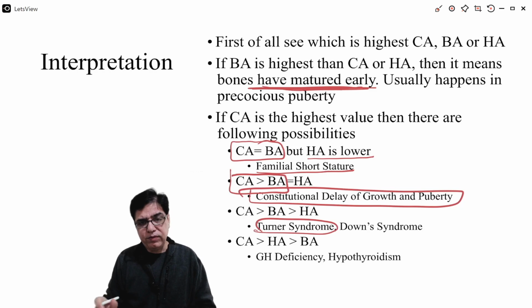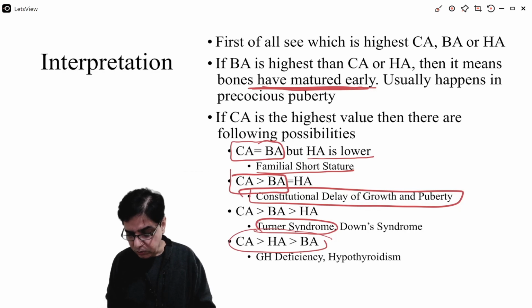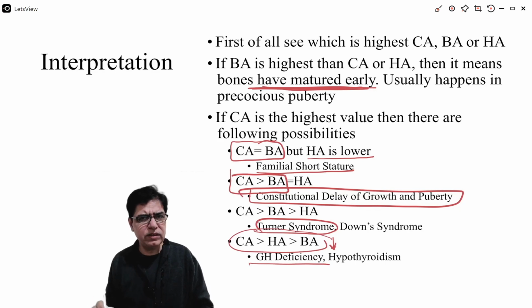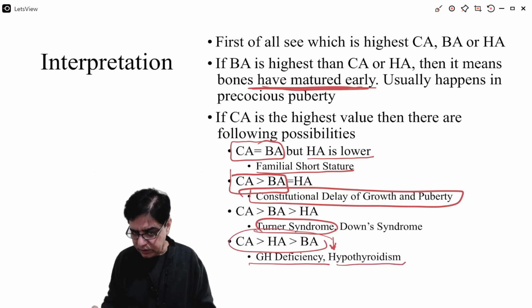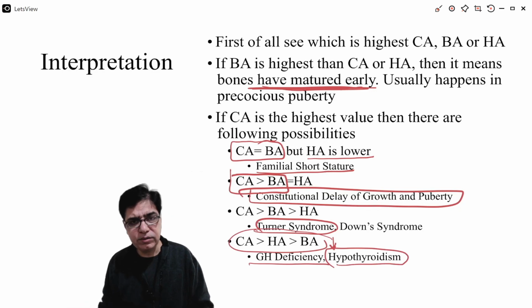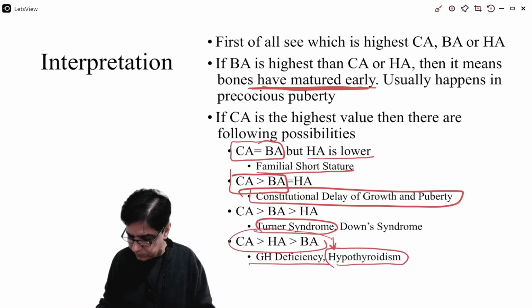So if the chronological age is greater than the height age, which is in turn greater than the bone age, what happens? Bone age is the lowest value of all three. You are basically dealing either with growth hormone deficiency, either because of a tumor or because of the receptor deficiency in growth hormone, Laron syndrome, or you are dealing with other endocrinopathies like hypothyroidism, and so on and so forth.